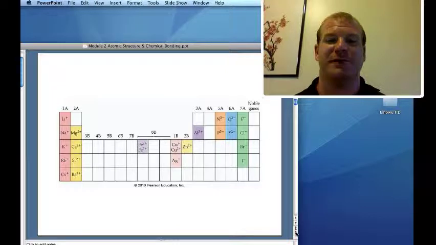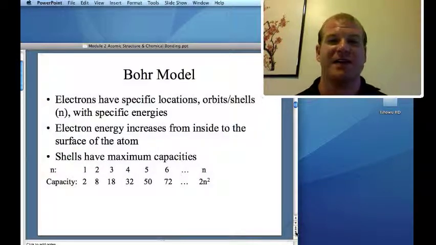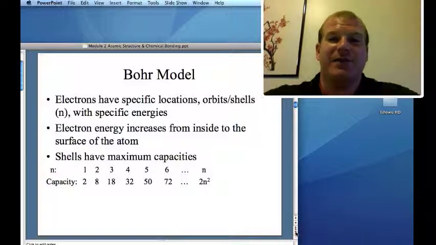Oxygen family tends to form -2 charges. Nitrogen family tends to form -3 charges. So this is the idea behind the periodic table. We can stack it up by properties. So let's talk about the different models of atoms.